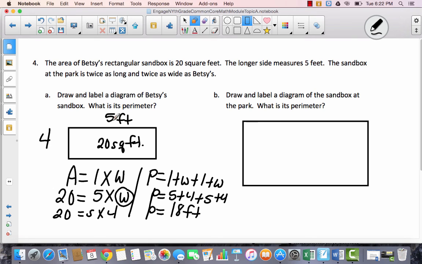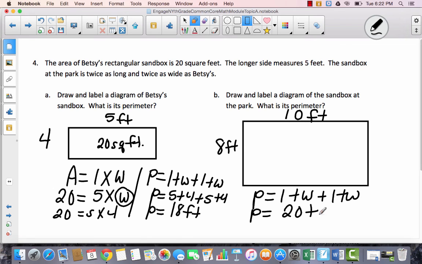All right, so if this is 5, 5 and 5 would be 10 feet. And if it's twice as wide, it would be 4 and 4. 4 and 4 are 8. Now I'm ready to find the perimeter. So the perimeter is length plus width plus length plus width. I'm going to do this like this. Well, I know that this is 10 and this is 10 and that makes 20. This is 8 and this is 8 and that makes 16. 20 plus 16 equals 36 feet.